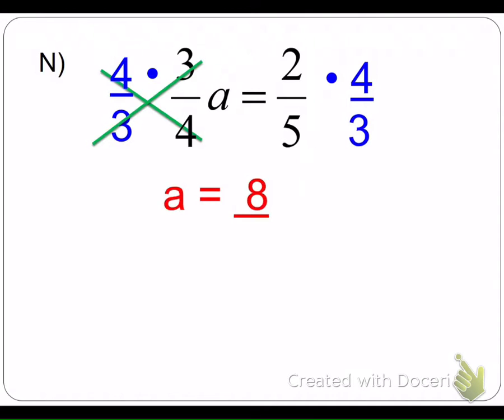And then I'm going to multiply my numerators. 2 times 4 gives me 8. Multiply my denominators. 5 times 3 gives me 15. And that is where we're going to stop today.